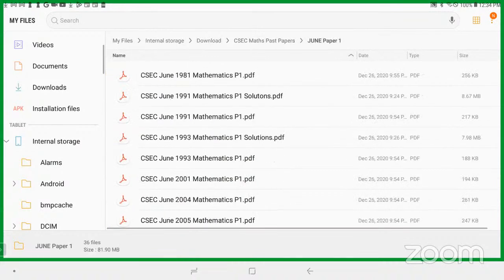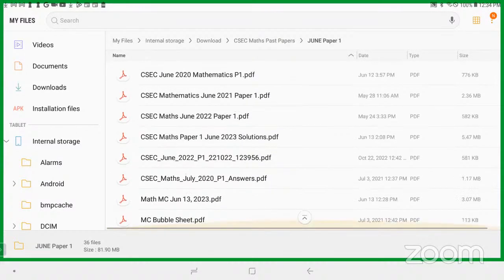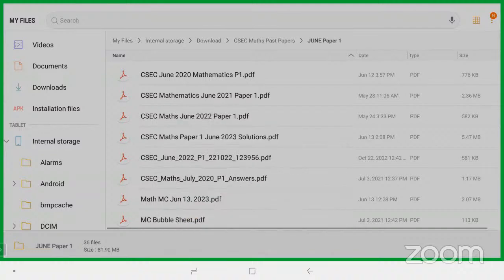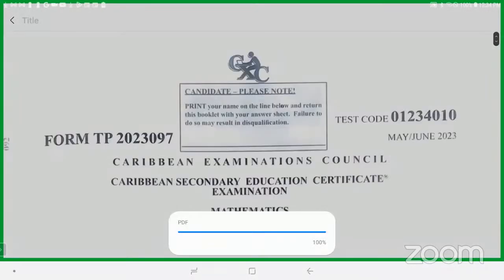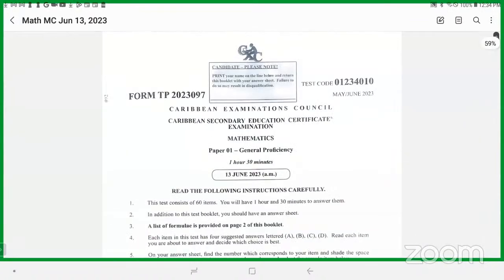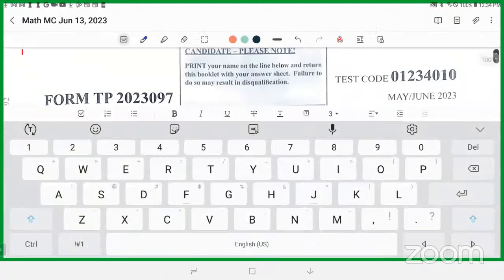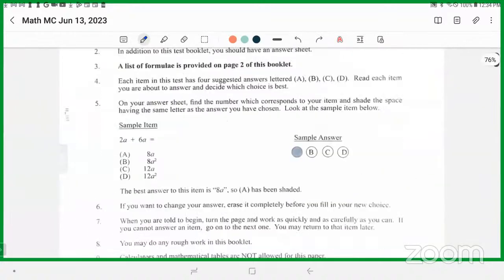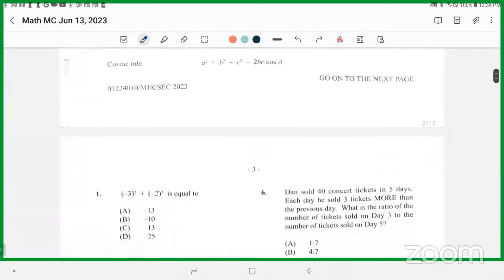Let's look at one of the most recent ones. Let's look at June, 2023, the paper that was just set the other day. Let's see if it looks clean. Some of them are not so clean. This one looks clean enough. This is the June 2023 paper, the very last multiple choice exam that was set. Mr. Shaw is very resourceful, I can tell you.